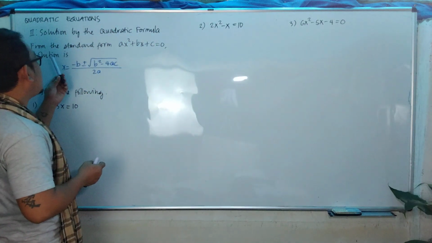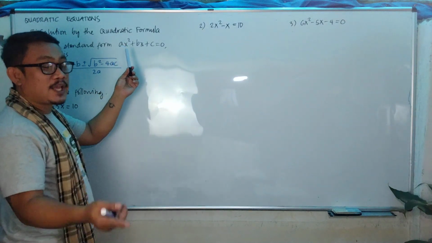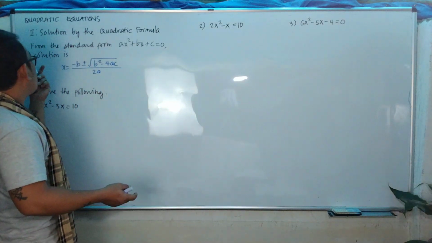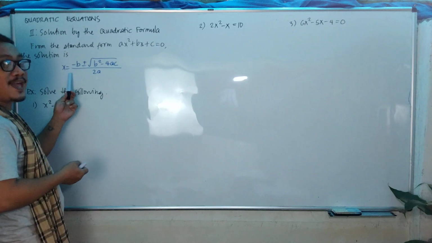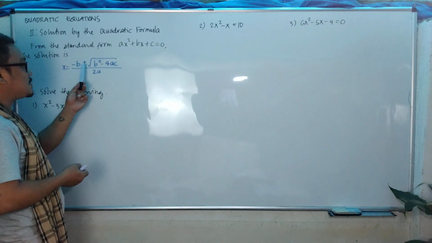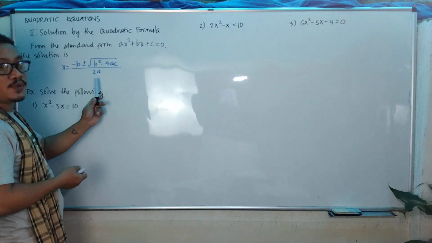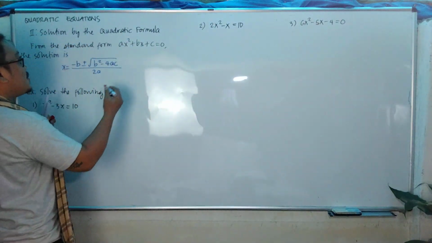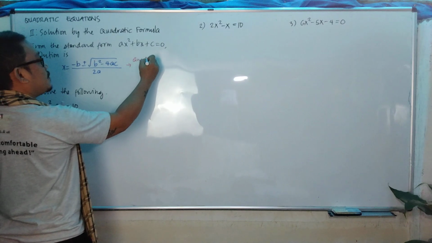Okay. Now, we have here, it says that from the standard form of the quadratic equation ax squared plus bx plus c is equal to 0, the solution, using the quadratic formula, is x is equal to negative b plus minus the square root of b squared minus 4ac over 2a. So, familiar kay sa inyo at tanan nga mo ni siya atong quadratic formula, no? The quadratic formula.